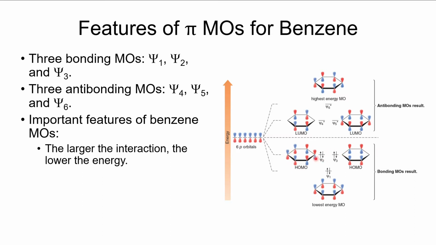And in this one, the node is perpendicular. And so these 2 are in phase, these 2 are in phase. And at these 2 carbons, we have no p orbital density in that one.